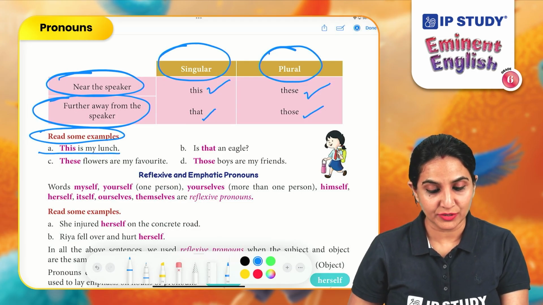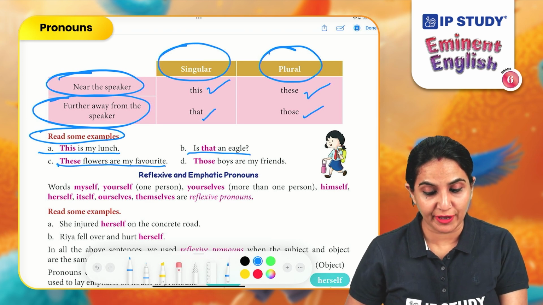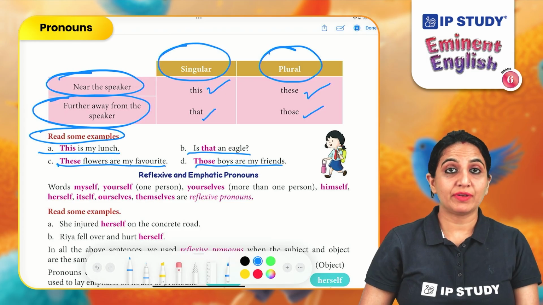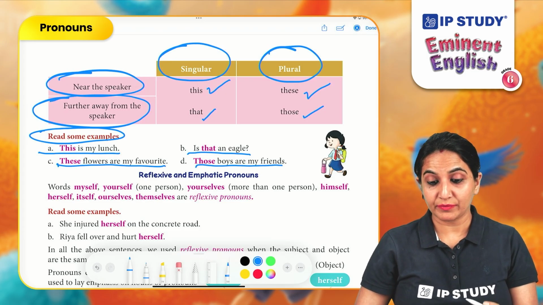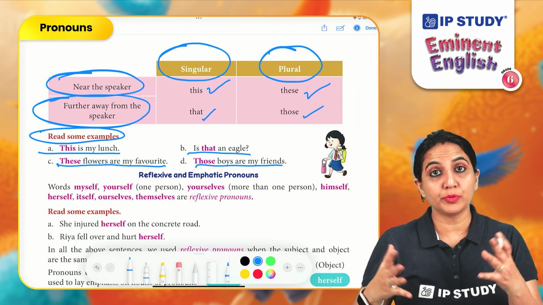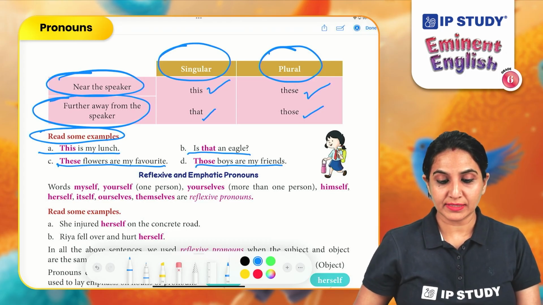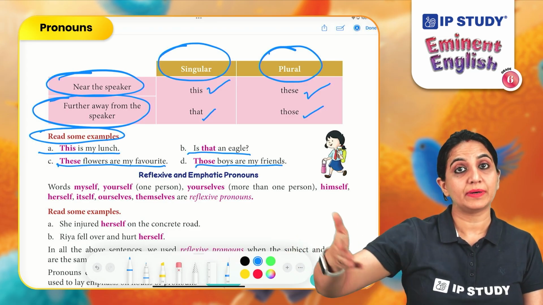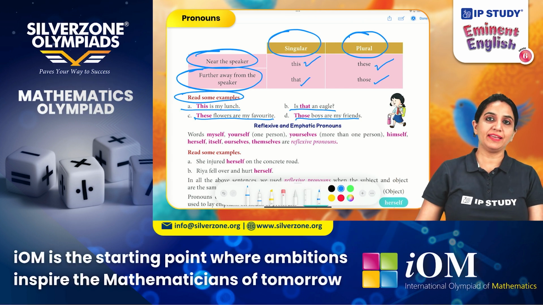This is my lunch. Is that an eagle? These flowers are my favorite. Those boys are my friends. So, when we were talking about something which is closer, this is my lunch. When we're talking about farther, is that an eagle? When we're talking about plural things and they are closer, these flowers are my favorite. Those boys, the things which are plural but are farther as well, are far away from the speaker. Those boys are my friends.